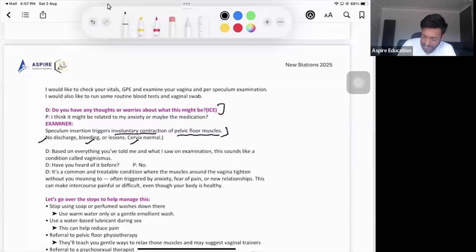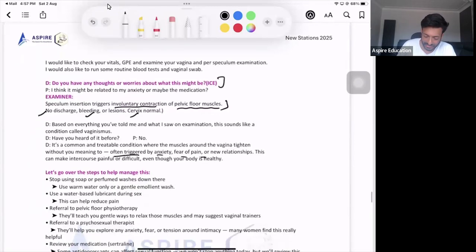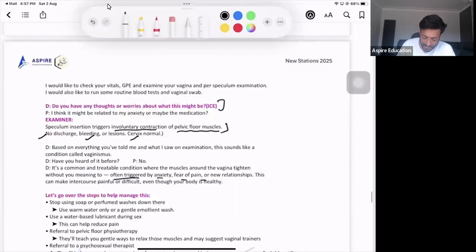It is a treatable condition where the muscles around the vagina tighten up without you meaning to, right? Often triggered by anxiety, fear of pain, and new relationships. So this can make intercourse difficult and painful, but I mean, your body is healthy. It doesn't mean that there is something wrong. Right. Now, what is the management here?